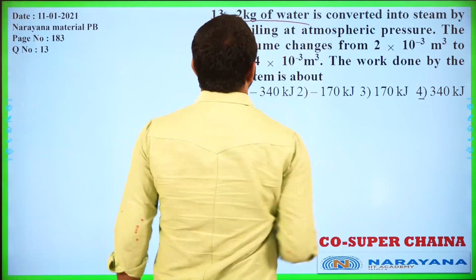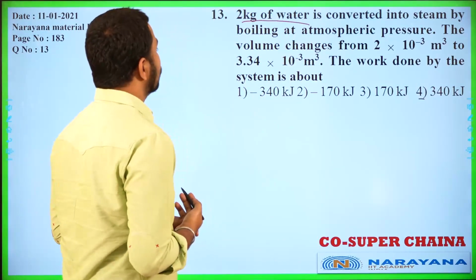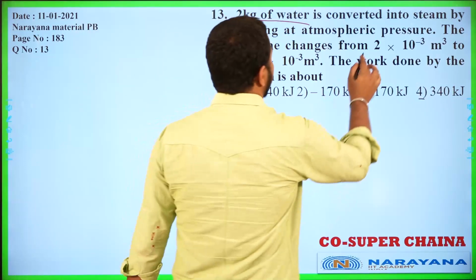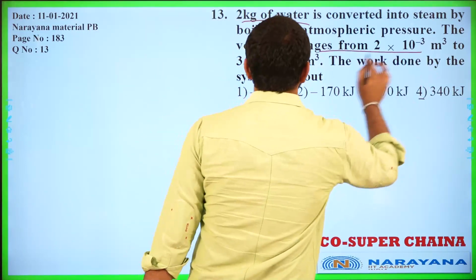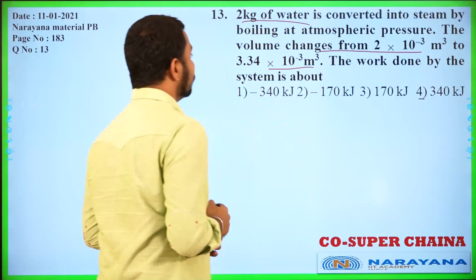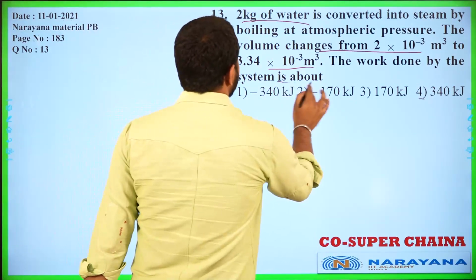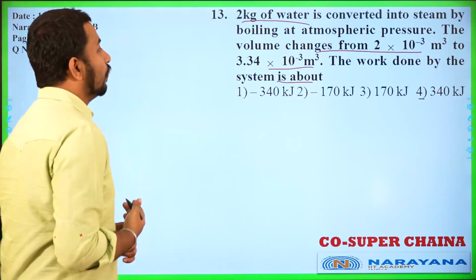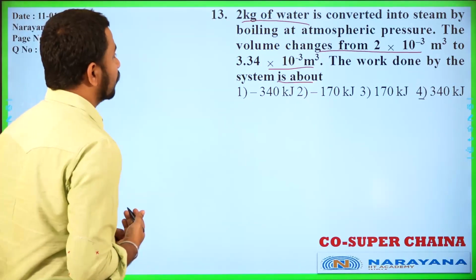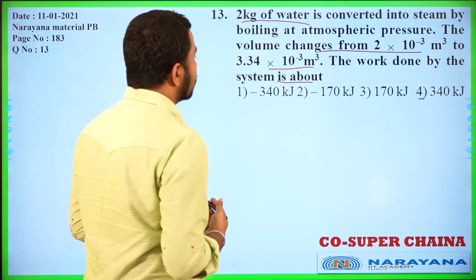2 kg of water is converted into steam by boiling it at atmospheric pressure. The volume changes from this to this. The work done by the system is what you have to calculate, student. Work done by the system here you have to calculate.